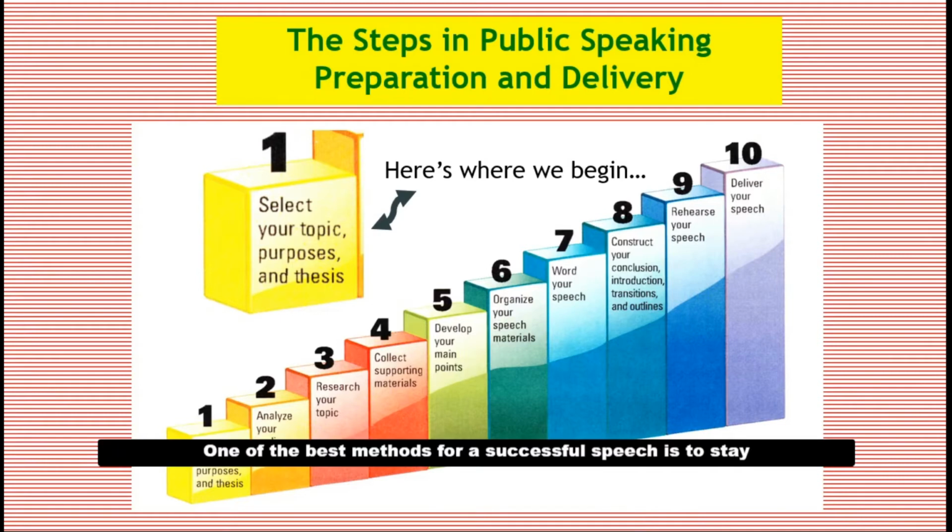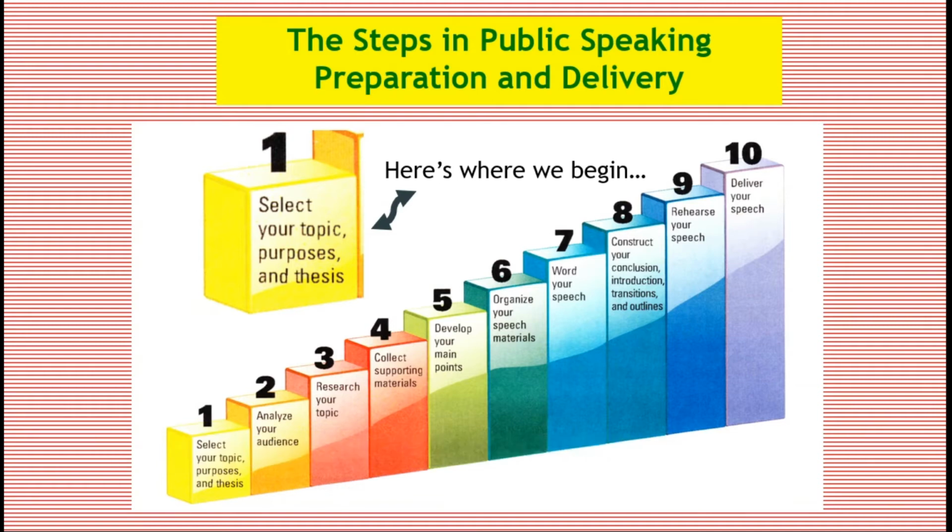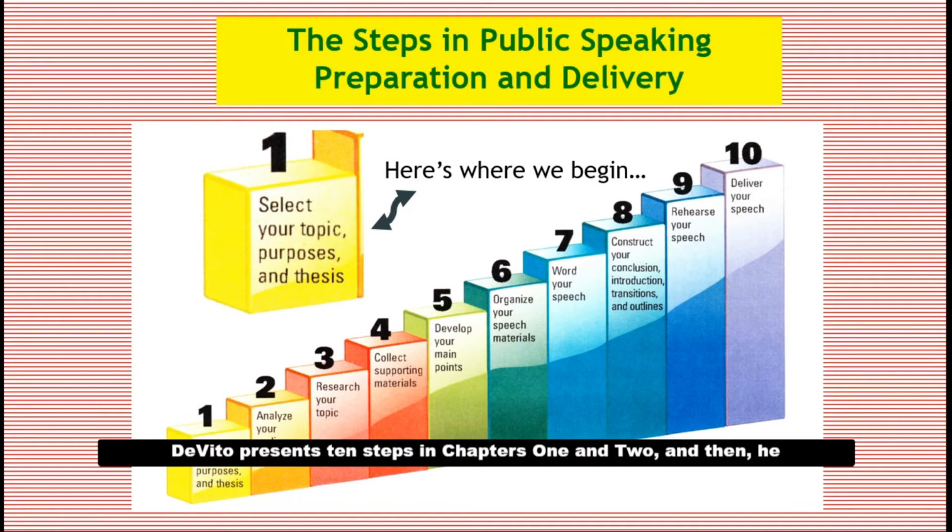One of the best methods for a successful speech is to stay on top of the steps and then practice, practice, and more practice. DeVito presents 10 steps in chapters 1 and 2, and then he discusses the informative speech in chapter 3. That's your first major speech. And finally, the persuasive speech in chapter 4. That will be your second and final major speech for this class.